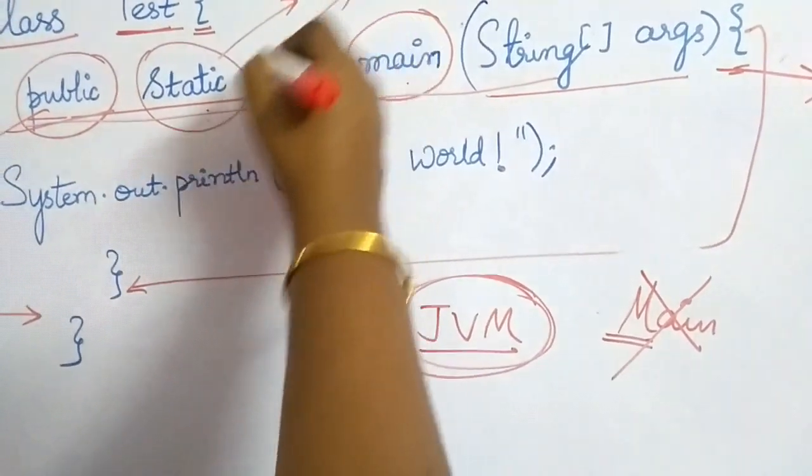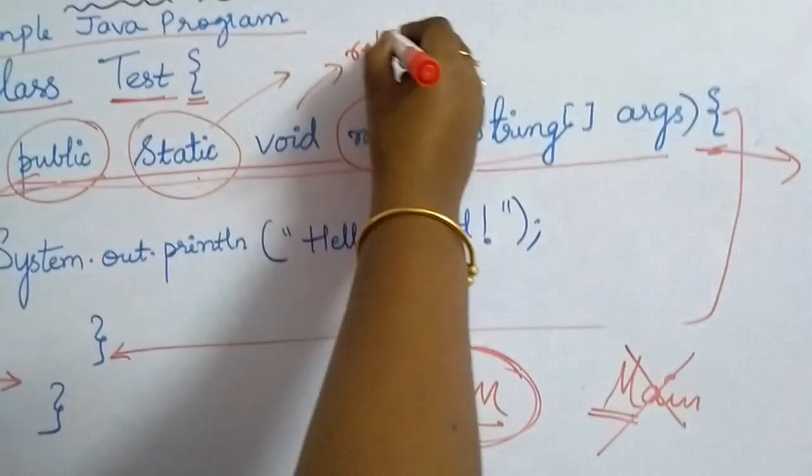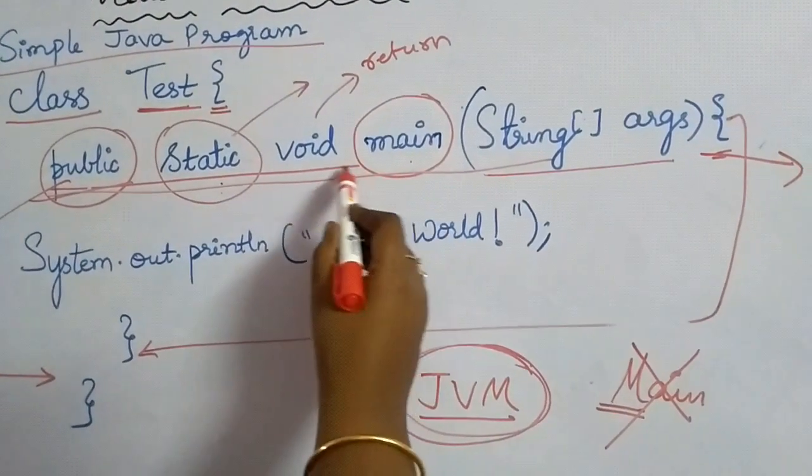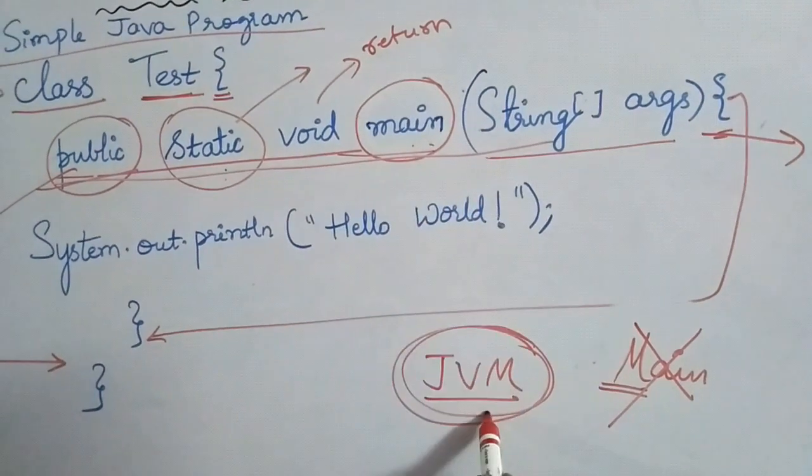And next is void. Void means that it is the return type. The return type of the main method is void, because the main method after executing will return to JVM.